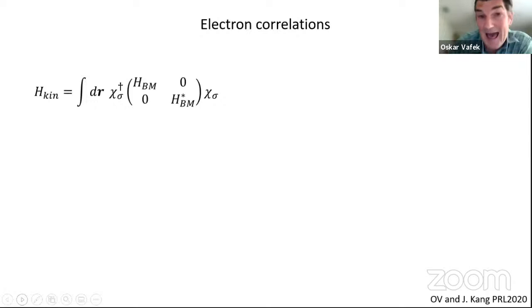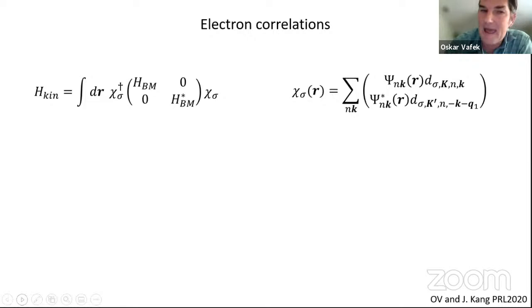We're not going to focus only on the narrow bands. We're just going to try to treat the problem with all the remote bands of this Bistritzer-MacDonald Hamiltonian. So the kinetic energy is going to be described by this 4x4 Hamiltonian matrix for the valley K, and then another 4x4, which is related to it by spinless time reversal symmetry, for the valley K prime. And these chi fields here, sigma corresponds to spin up and down.